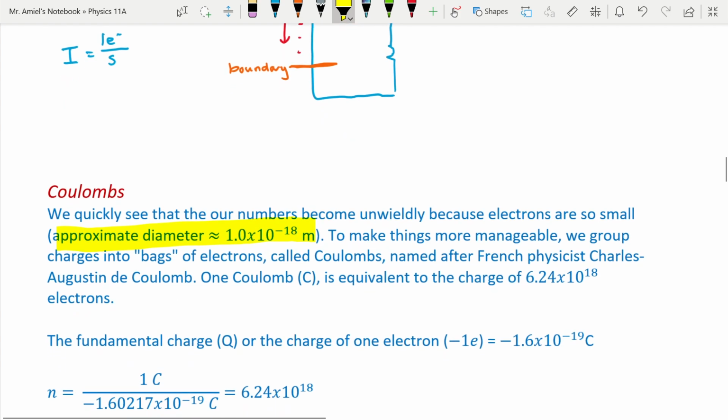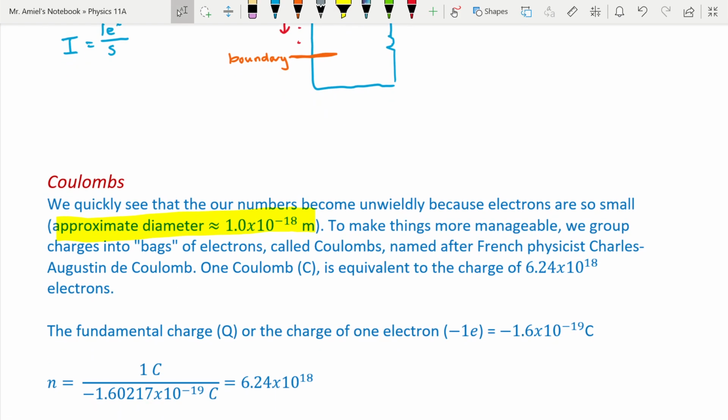We can draw what a bag of electrons looks like. Let's just say, here's our bag of electrons. We've taken those electrons and put them into this bag, and we'll call each bag 1 coulomb. Coulombs are named after the French physicist Charles Augustin de Coulomb, and 1 coulomb is equivalent to the charge of 6.24 times 10 to the 18 electrons.